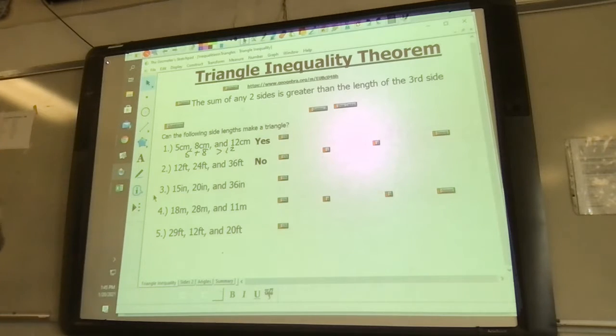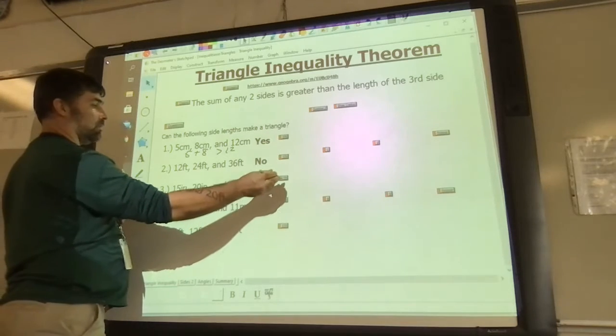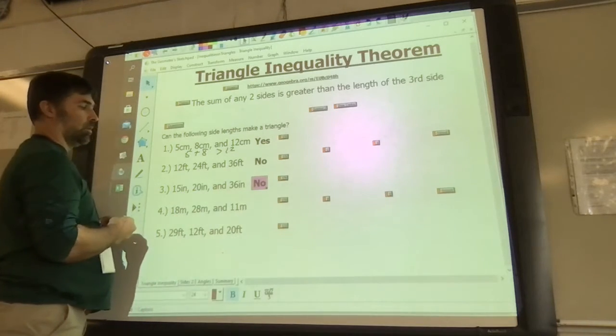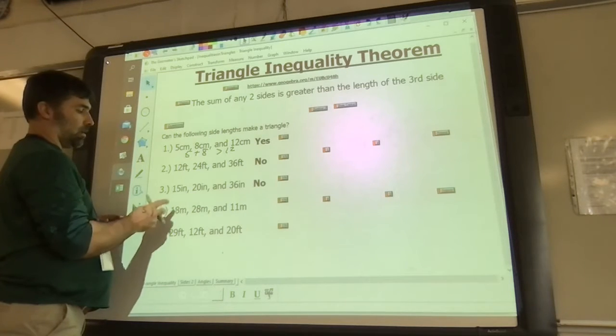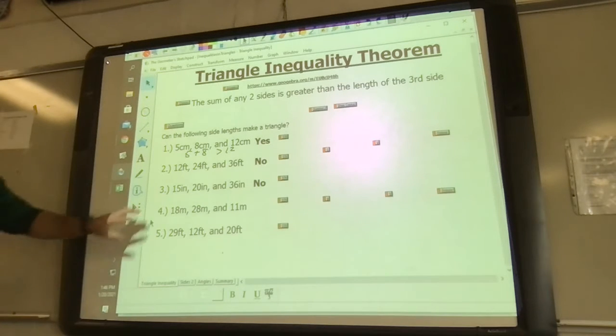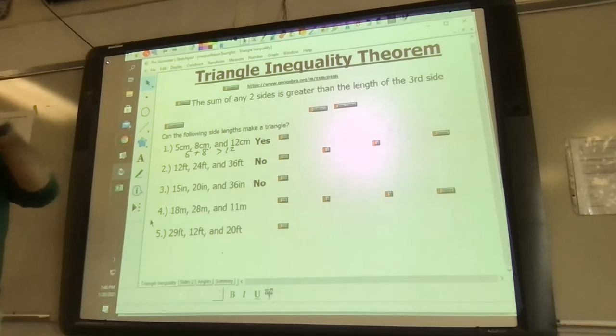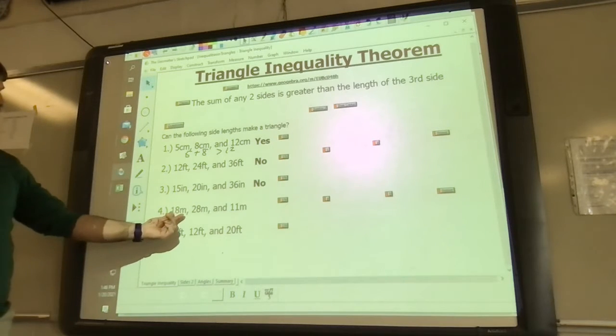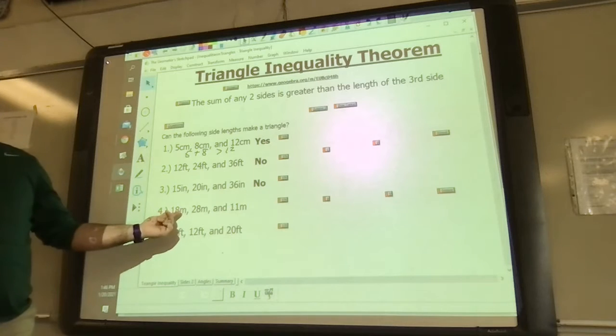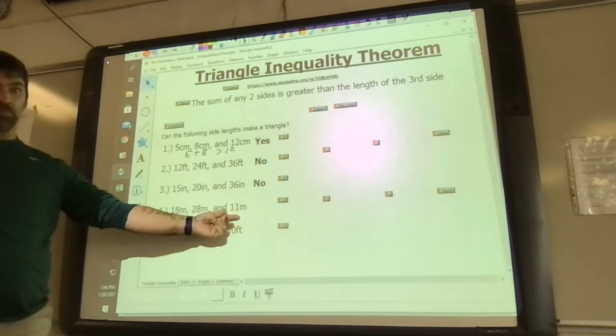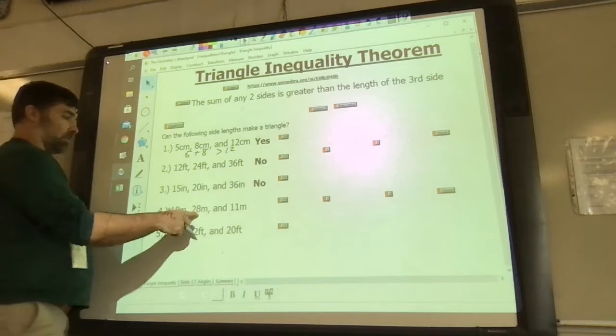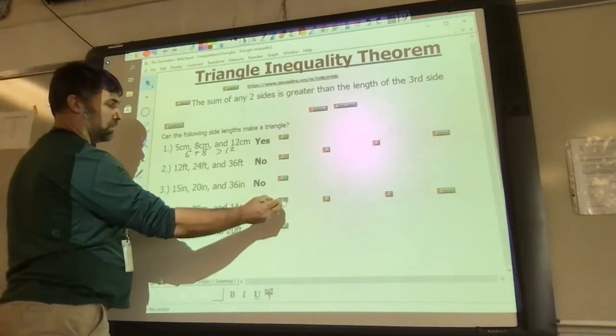All right, 15, 20, 36. 15 and 20 are the 2 smallest. 15 and 20? 35. 35 is not bigger than 36, so that would be a no. Now be careful with this. Here's what people tend to do. They tend to go with the first 2. You got to go with the 2 smallest. So the 2 smallest in this case are 18 and 11. 18 plus 11 is 29. 29 is bigger than 28, so yes, that could make a triangle.